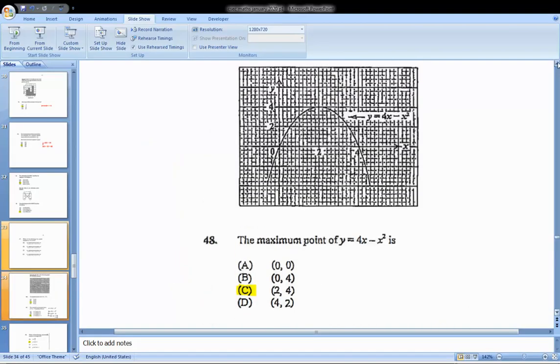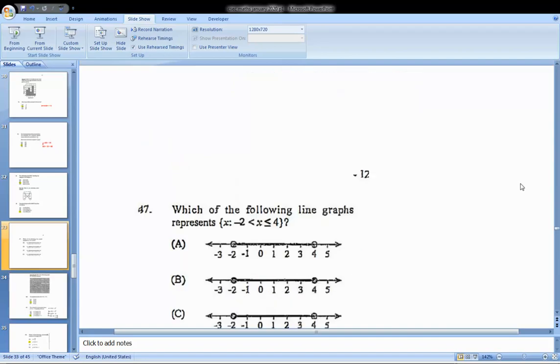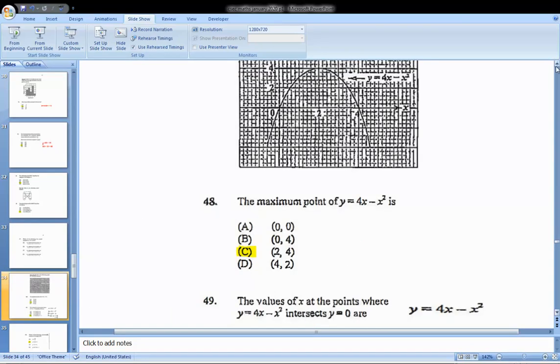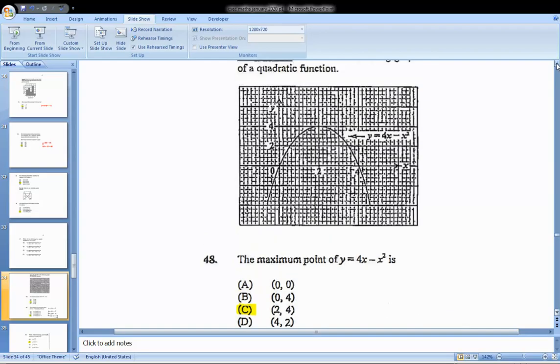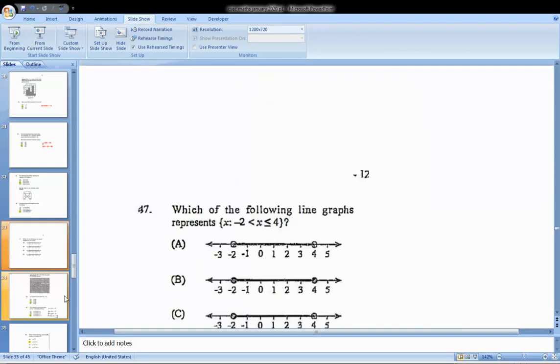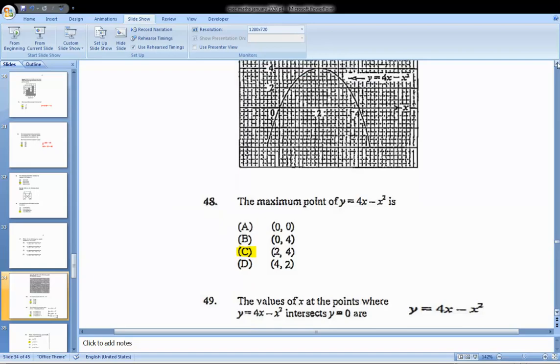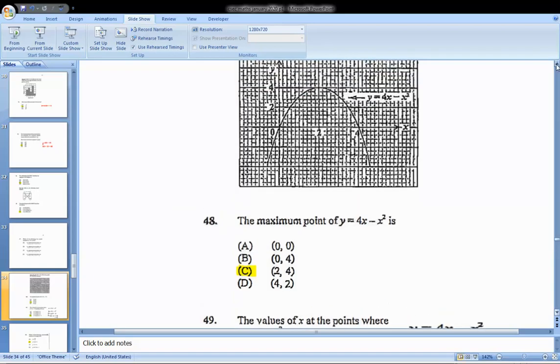48. Now, 48 says, so item 48, sorry about that. Wow, keeps jumping up.